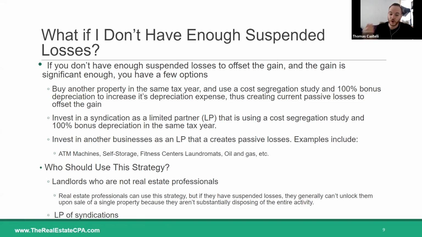You can also invest in other businesses as a limited partner that creates passive losses. Examples include ATM machines, self-storage, fitness centers, laundromats, oil and gas, and so on.